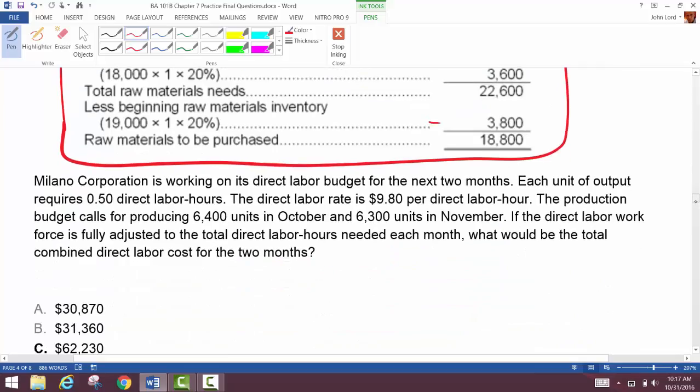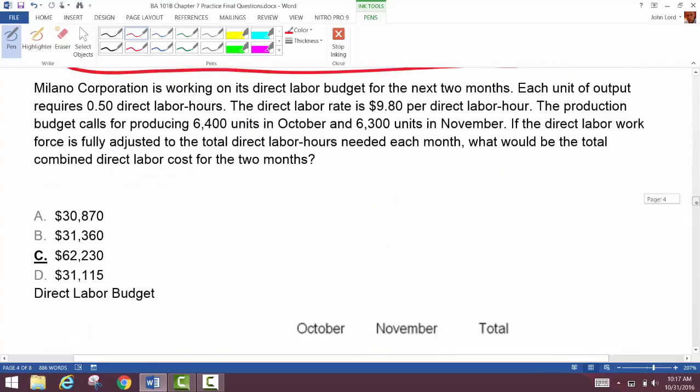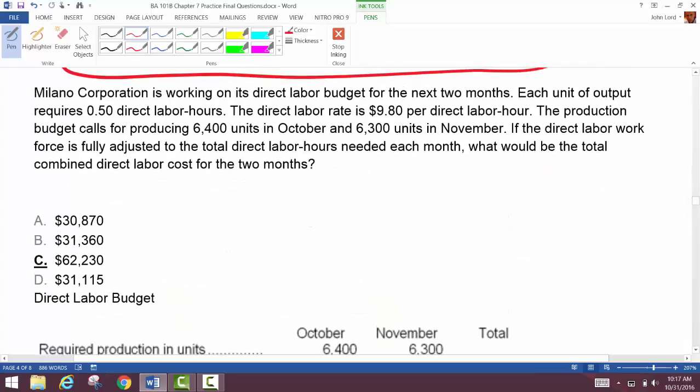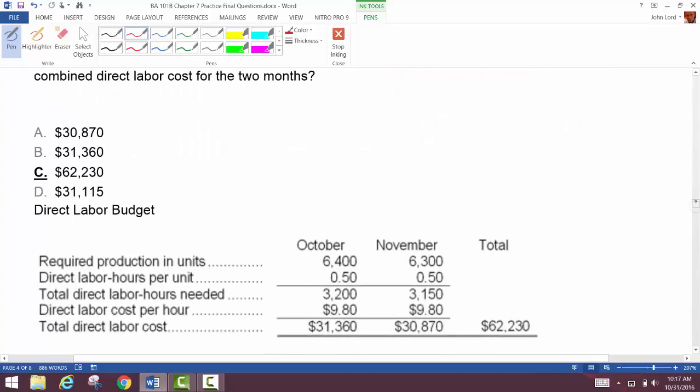Okay, good. How about this one we had done, right? This Milano, okay? And the only thing that we need, these labor problems are pretty easy because it's simply what? The number of units times however many or fraction thereof of direct labor.